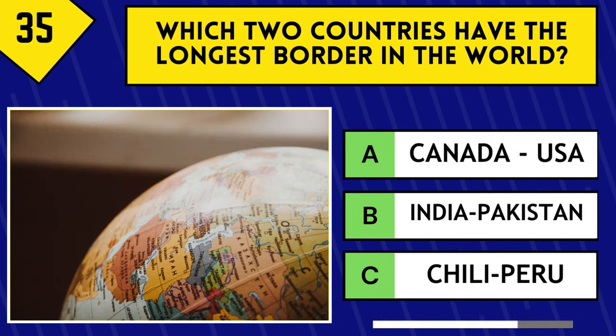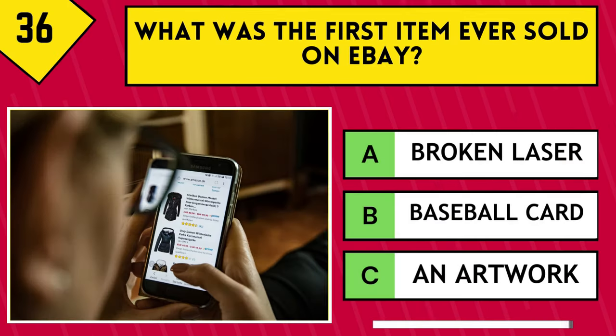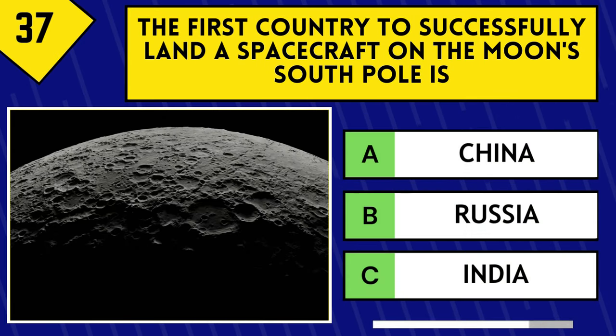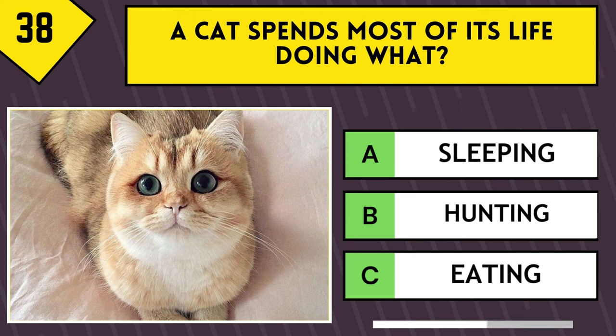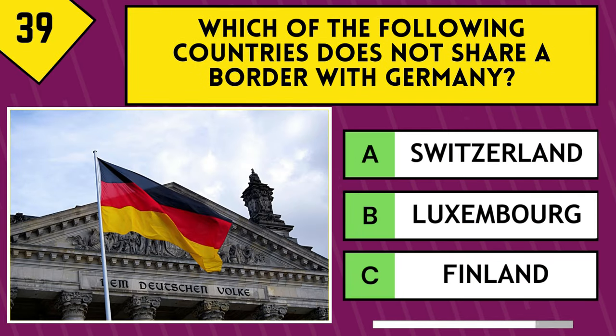These two countries have the longest border in the world. What was the first item ever sold on eBay? A cat spends most of its life doing what? Which of the following countries does not share a border with Germany?